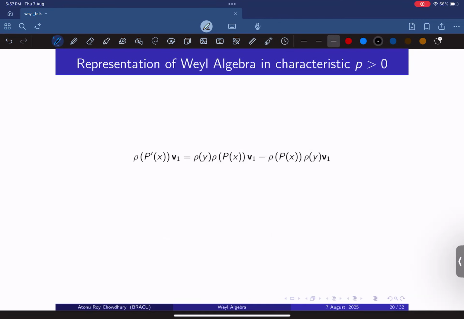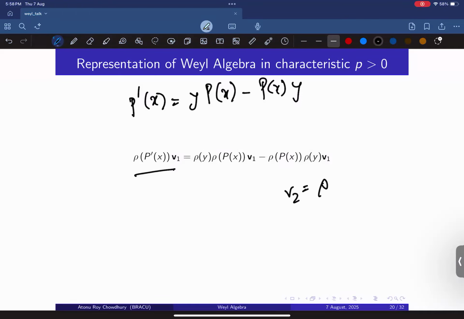So because p prime of x is the commutator of y and p of x, that's basically y p of x minus p of x y. And then we act rho on both sides, and act that operator on the vector v1, and we get this. And the left-hand side is what? We don't know the left-hand side yet. Sorry, my apologies. v2 was rho of p of x acting on v1, right?